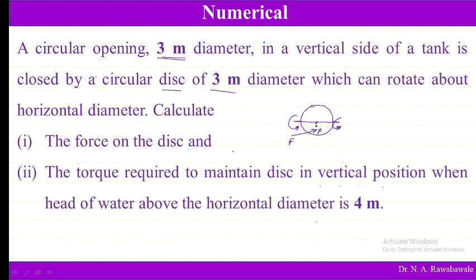So here force F is going to act at point P and G is above it. So G is at the center. So when this force is acting on this plate, this plate is about to rotate. So we must apply some force or pressure in opposite direction or torque in opposite direction to avoid rotation of this circular plate about its diameter. So how much is the torque required to maintain this circular disc in vertical position? Then he is going to say that the head of water above horizontal diameter is 4 meter.